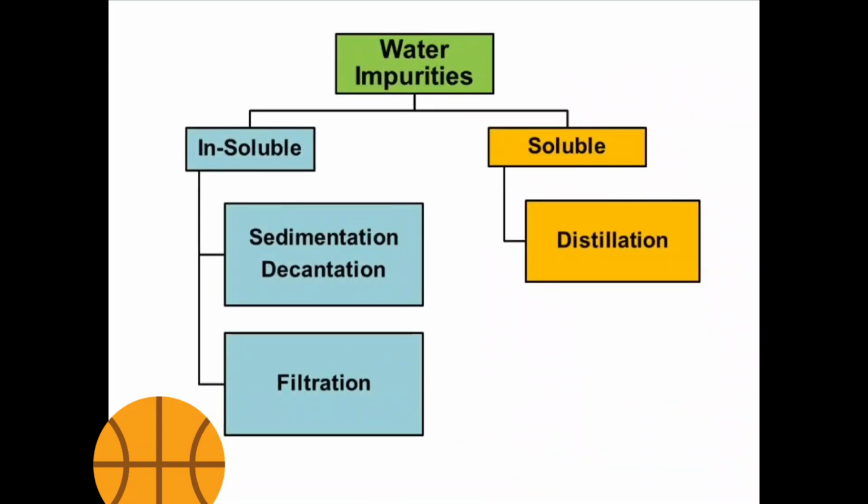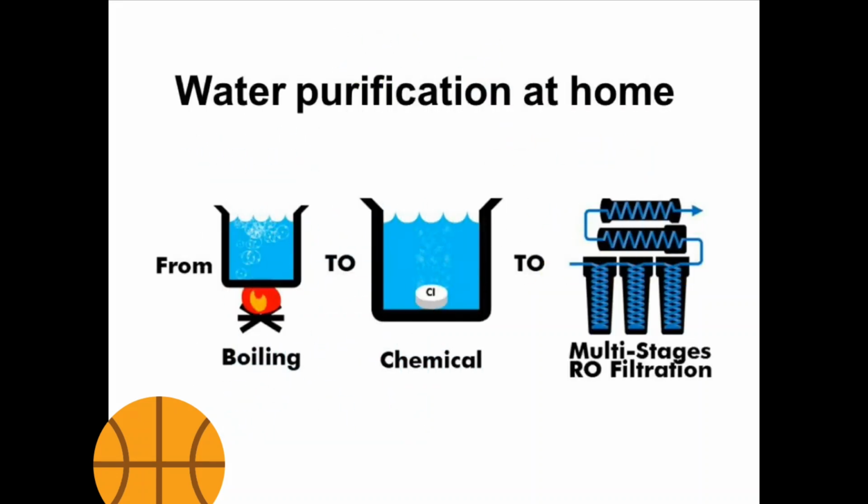As we saw, for removing insoluble impurities, we can use sedimentation, decantation, and filtration methods. For removing soluble impurities, we can use the distillation process. What are the ways of purifying or cleaning water at our homes? Here, we can see methods of cleaning water used in our homes.